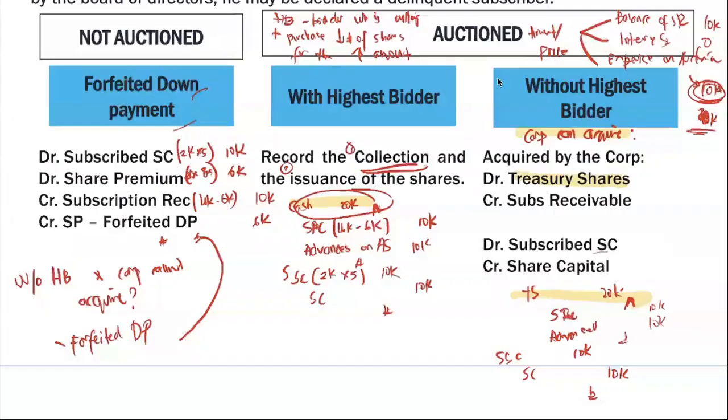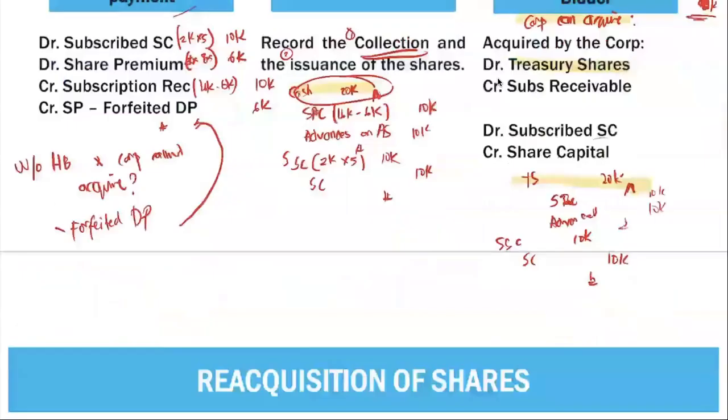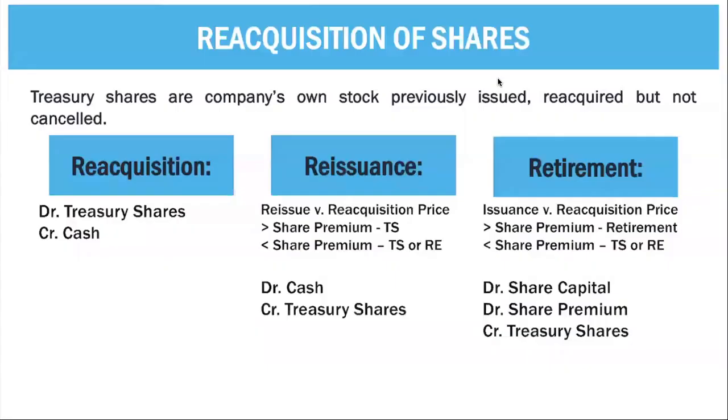So we just finished talking about your subscription and how do we account for it in case there is a full collection of our subscription and in case our subscription is considered a delinquent subscription. We go now to another topic for your shareholders' equity as to your contributed capital. We call it your reacquisition of shares.